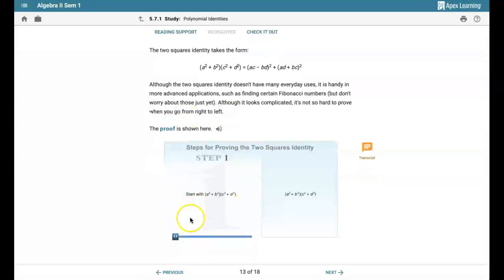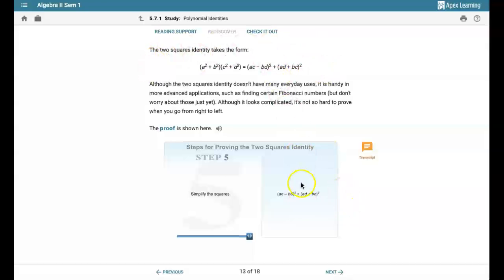But how we would solve this here, we would start off with our expression. We multiply the terms, right? So multiply them out. Then we add and subtract 2abcd, right? That was that ending term. We rearrange our terms, and then we simplify the squares. And that's how we get that final result there, right?